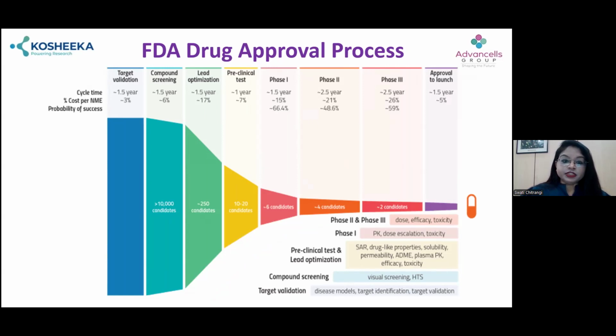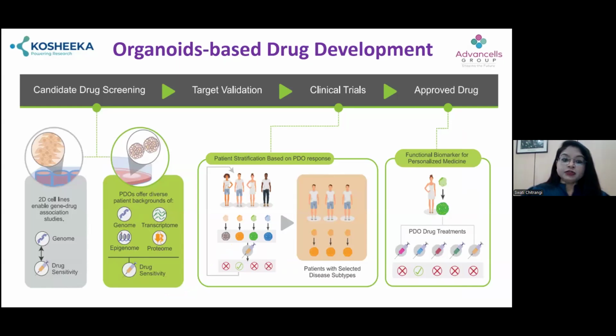In the compound screening phase, the process starts with 10,000 candidates. That is, 10,000 candidates have been selected to treat a disease. And if you look at the last phase, the approval of the drug, you can see how the funnel size reduces and how drugs are failing. So, how can organoids help in this drug discovery paradigm?